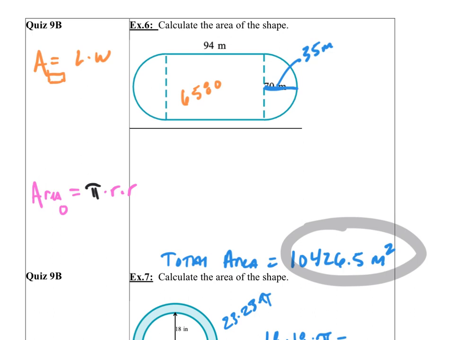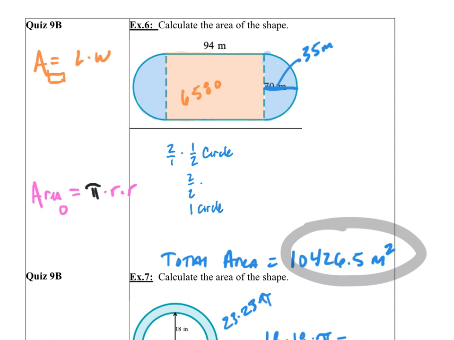So if I look at this, I have a rectangle with 2 semicircles. And we've talked about how 2 semicircles make a full circle, because a semicircle is half a circle. So 2 times a half circle gives you 2 over 2, which is 1 circle. Okay, that's going to be an important one to remember.